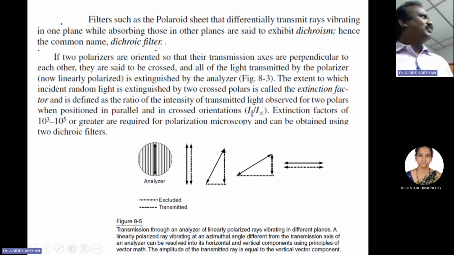Okay, so such a type of system we call an analyzer. So I can put something in the path of an unpolarized light. What is coming out will be only plane polarized. Only this direction, this direction, this direction. Whatever enters through this window, it is possible.